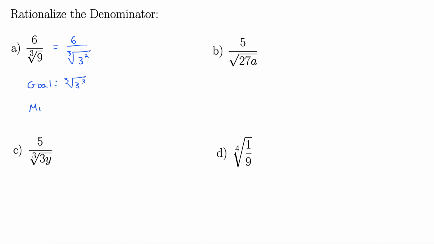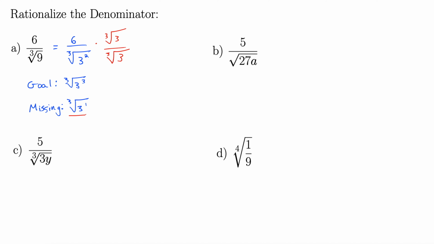So what are we missing? Well, we have 3 squared, we want 3 cubed, so we're missing just a single 3, or 3 to the 1. So then we take what we're missing and we multiply by that in both the numerator and the denominator. So I'm going to multiply by cubed root of 3 over cubed root of 3.